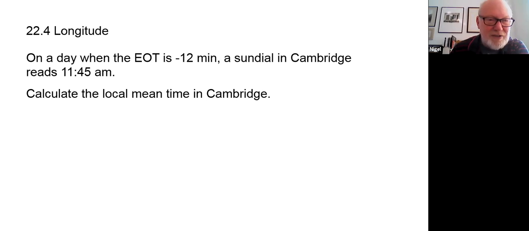Okay, another one with a negative equation of time this time, and this time we're in Cambridge. Lots of sundials in Cambridge. What's the local mean time in Cambridge? Well, the local mean time is the apparent solar time, 11:45, minus the equation of time. It's one of these double minuses again. So we should have 11:57. There we go.